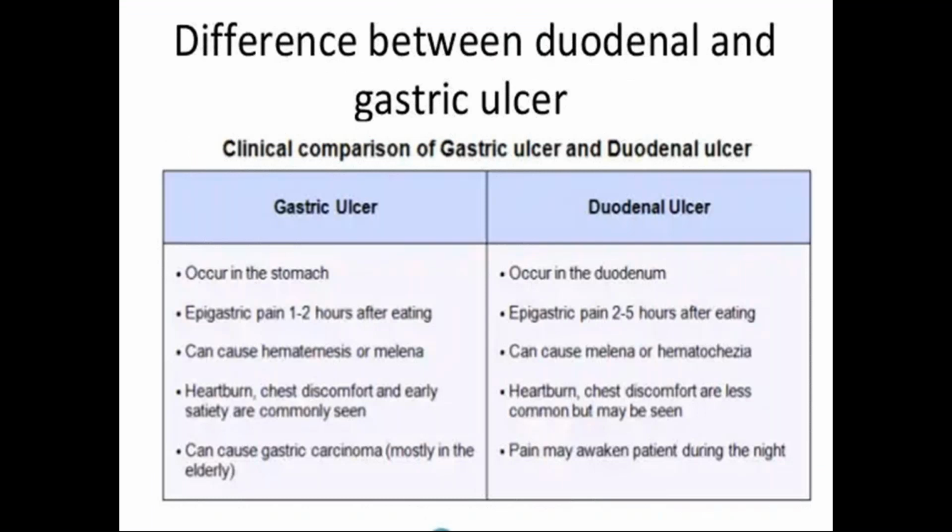Okay, so by now you must be familiar with the duodenal and gastric ulcer. Both these are types of peptic ulcer. Gastric ulcer occurs in the stomach, duodenal ulcer occurs in the duodenum. Epigastric pain usually occurs after eating in gastric ulcer, whereas in duodenal ulcer it comes on 2 to 5 hours after eating, and it is relieved by eating something. Both can cause hematemesis or melena. And in duodenal ulcer, it awakens the patient during the night.